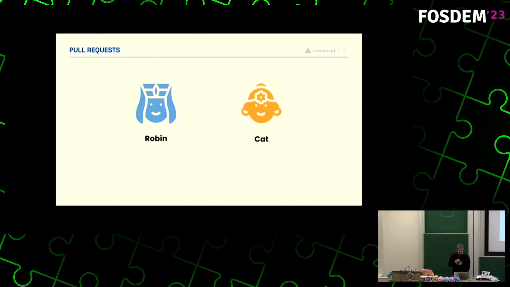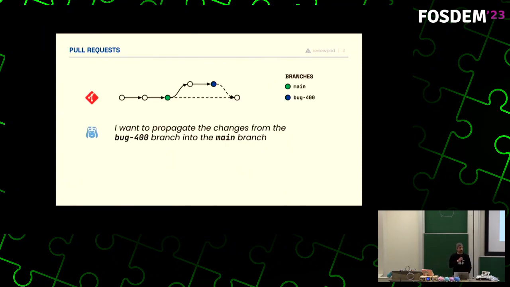Robin wants to contribute to a project that Kat is a maintainer of. And what Robin does is what everyone does, or at least tries to. They open a branch, they create what they have to do, and then at the end, there comes a time where it needs to merge into main. Then Kat comes in and says, wait a minute, we need to review those changes.